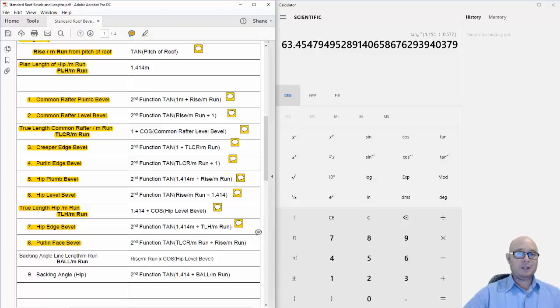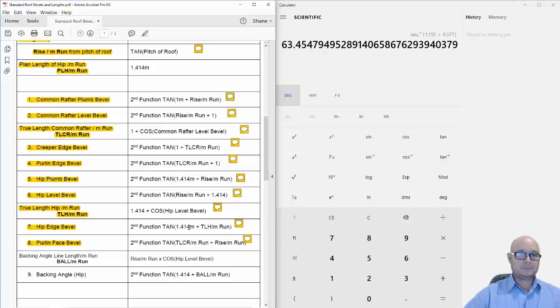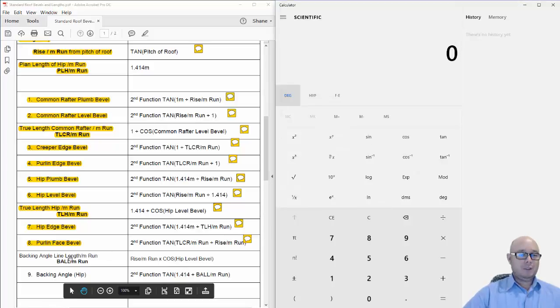So I'll just post that with a sticky note for this bevel, which is 63.5 degrees. So the underpurlin face bevel is 63.5 degrees, as you can see there. So I'll just clear that calculator.